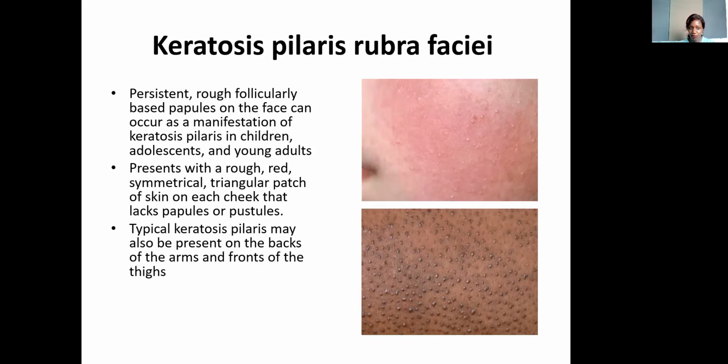So another condition also to consider is a condition known as keratosis pilaris rubra faciei. As from the name, the patients will present with papules which are centered around the follicle, and they tend to be quite scaly and rough on palpation. It's a common manifestation that may be seen in children, adults, and in the adolescent age group. And what you'll see are rough red symmetrical patches on the skin, mainly on the cheek. Then again, typical keratosis pilaris, as we know it, when associated with patients who have atopic dermatitis, will also present on the back of the arms and the thigh area.